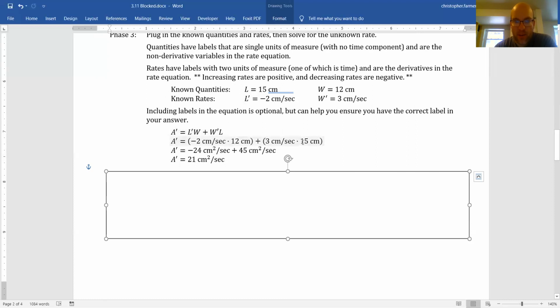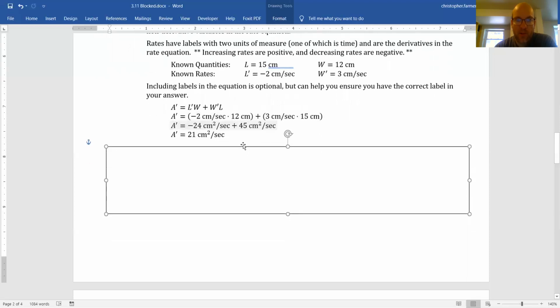The length was 15 centimeters. And when you multiply these together, centimeters times centimeters gives you centimeters squared. This is still per second. And same thing over here. So the two labels we get are centimeters squared per second, which is good because area is measured in square centimeters. And if we're looking at the rate of change, it would be square centimeters per second. And of course, just add these together to get the final answer.